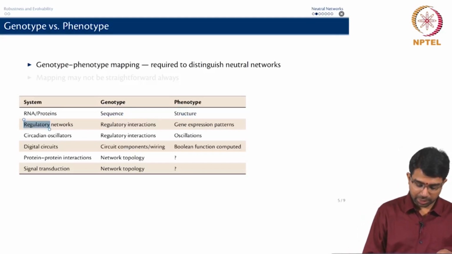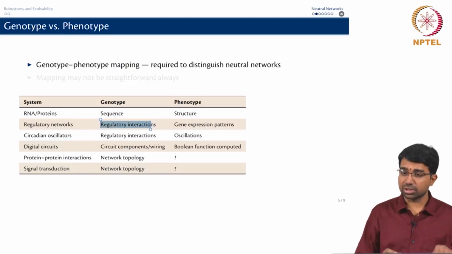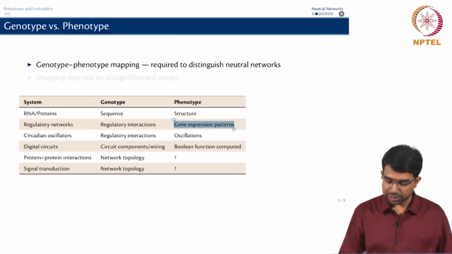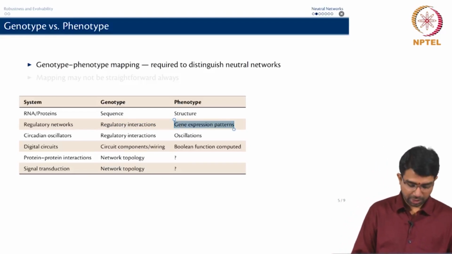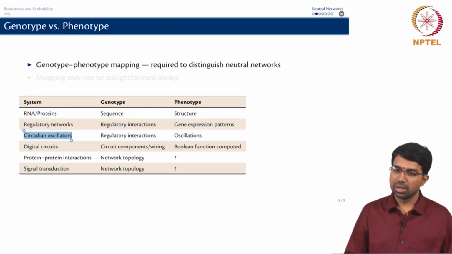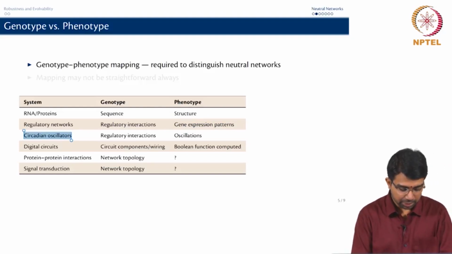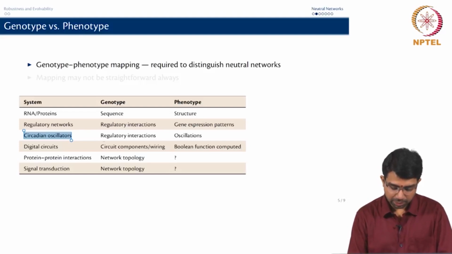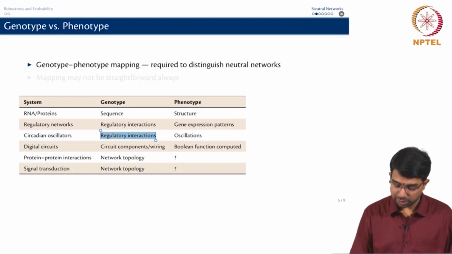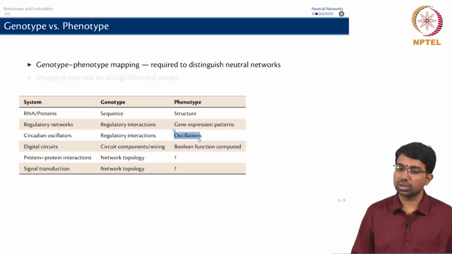For a regulatory network, you can think of the regulatory interactions or the regulatory topology being the genotype and a gene expression pattern being the function. I am giving these examples because these are from interesting published studies in the past. For circadian oscillators, the regulatory interactions can again be the genotype, and whether or not an oscillation is observed can be the phenotype.